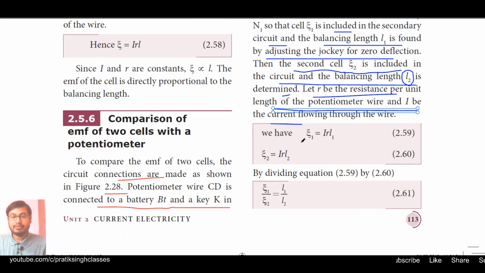So we will have for Xi1, the first cell of the secondary circuit, Xi1 is equal to IR into L1, and Xi2, the second cell of the secondary circuit, Xi2 is equal to IR L2. Now we have to find Xi1 by Xi2, and we get Xi1 by Xi2 is equal to IR L1 by IR L2. IR and IR will cancel out from numerator and denominator, and we get Xi1 by Xi2 is equal to L1 by L2.